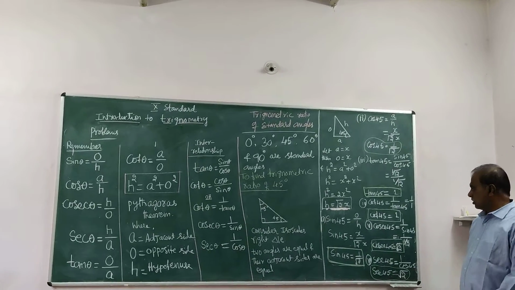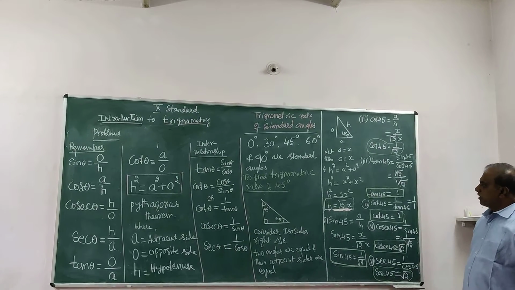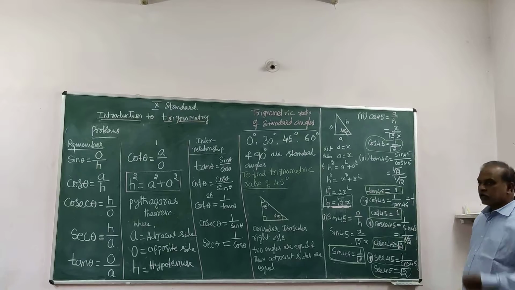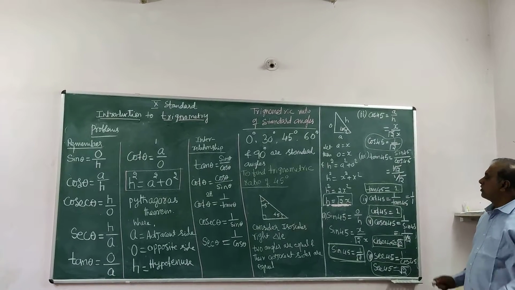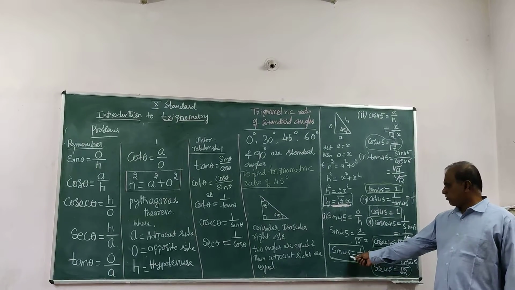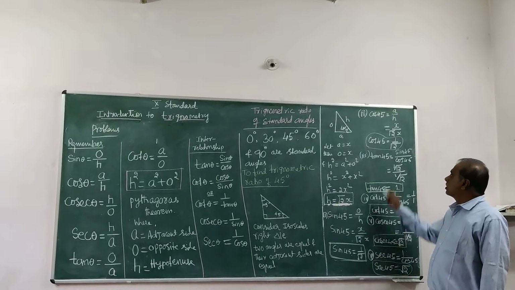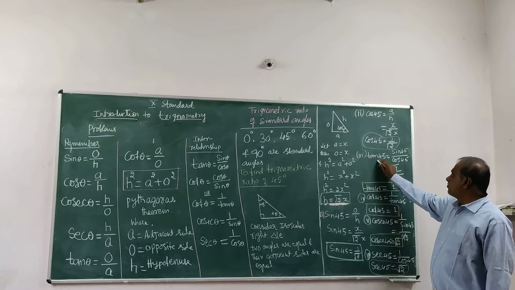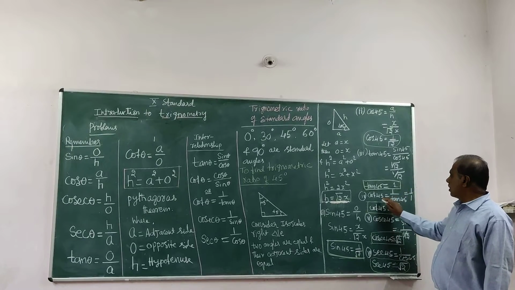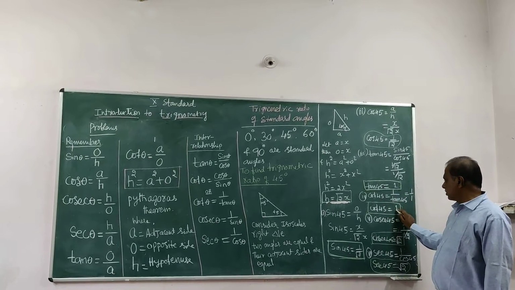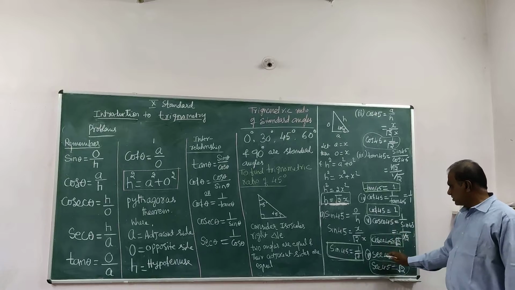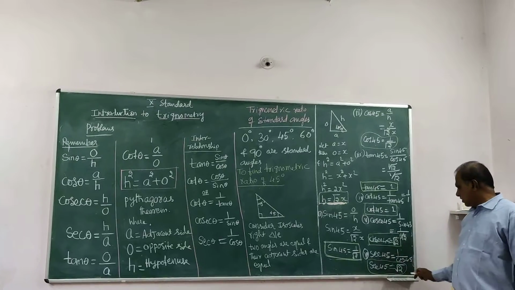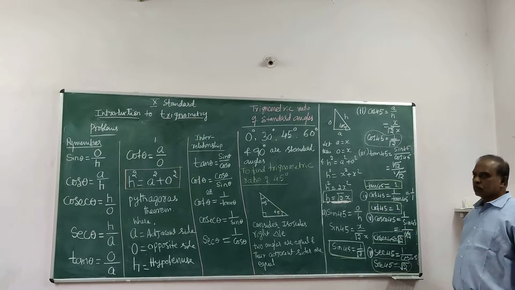Look at this. At 45 degree, all the trigonometric ratios are evaluated. Sin 45 is 1 by root 2. Cos 45, same value, 1 by root 2. But tan 45 is 1. Cot 45 is also 1. Cosecant 45 and secant 45 both are same. They are equal to root 2.